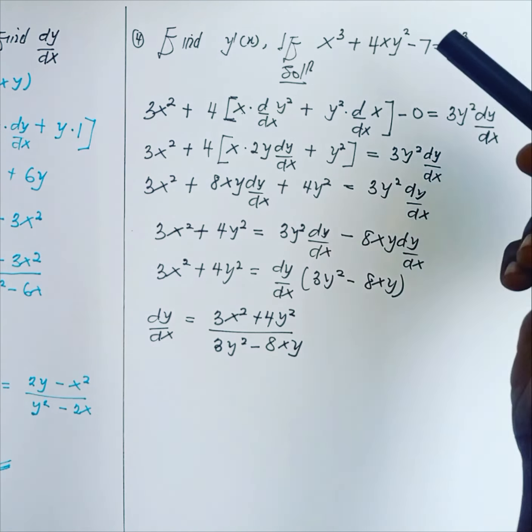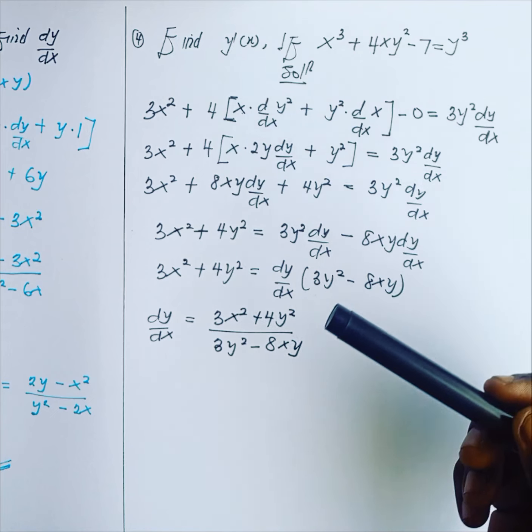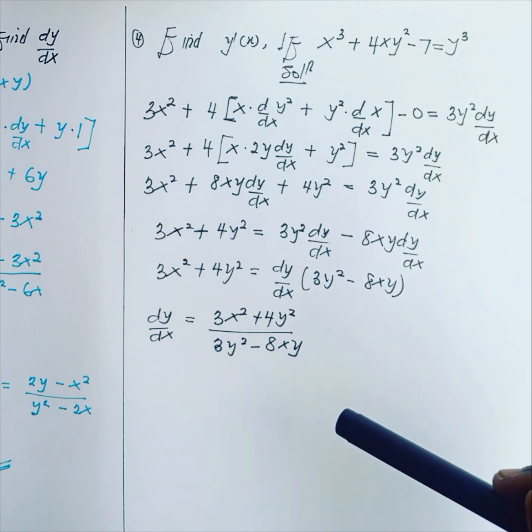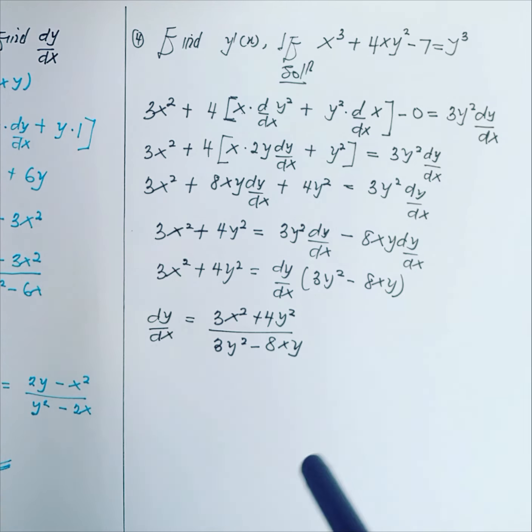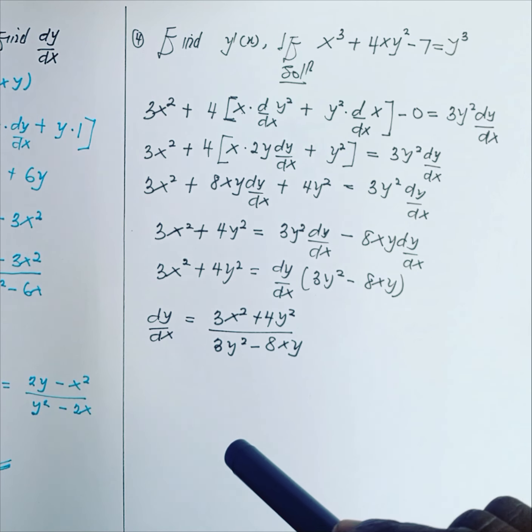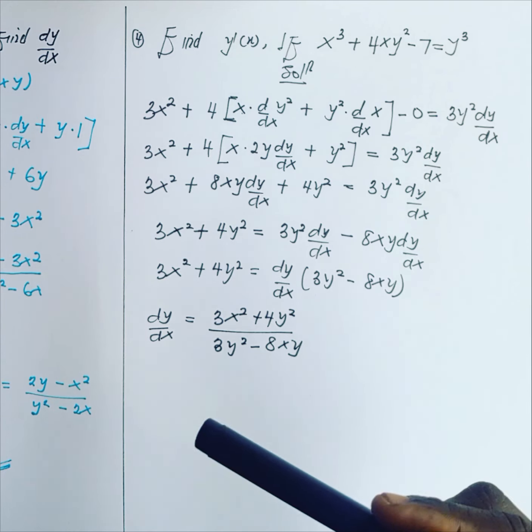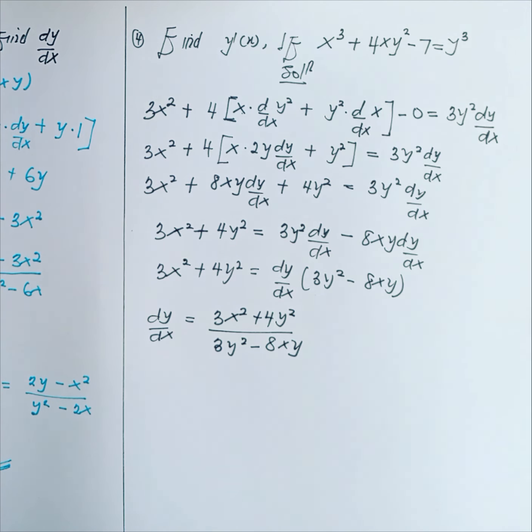So this is the derivative of the implicit function above, and this brings us to the end of today's lesson. But remember, we can also use the partial derivative to find the derivative of implicit functions, and I'll be doing that in our next video, or you can search for it in the shorts.